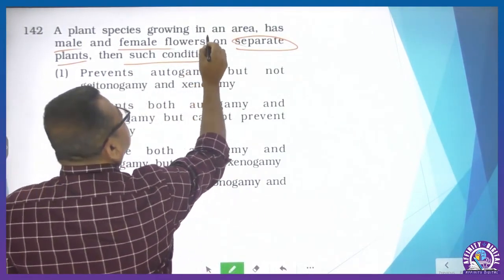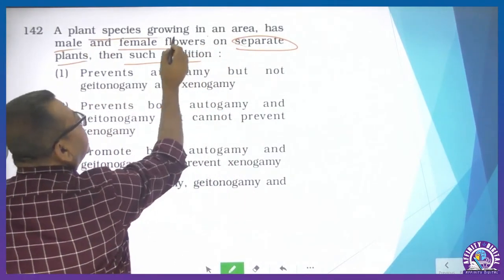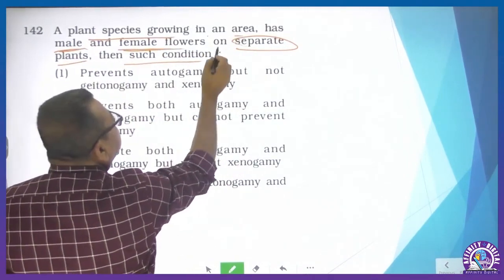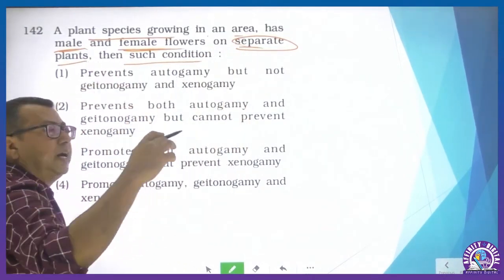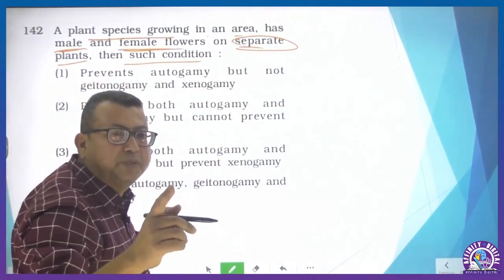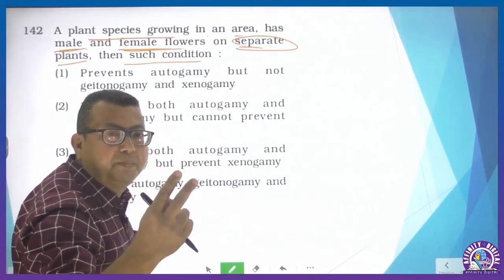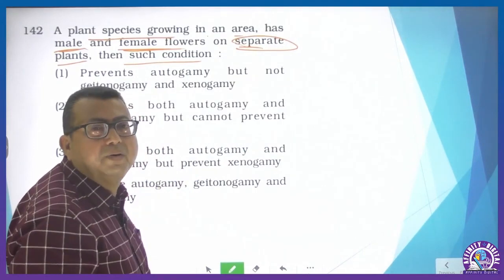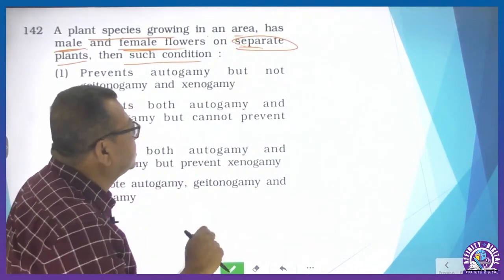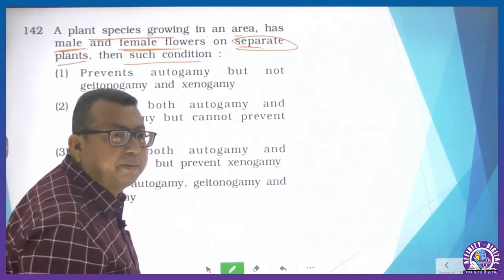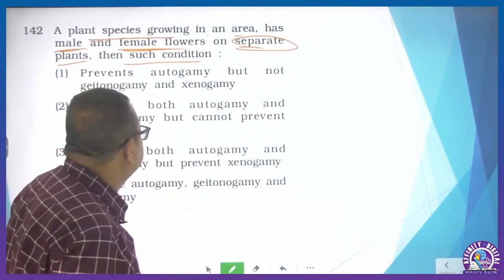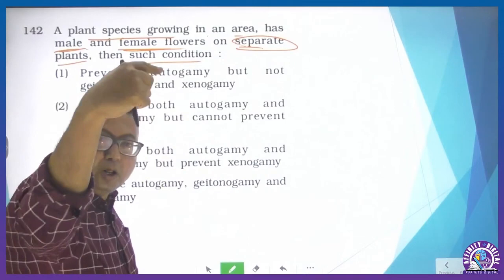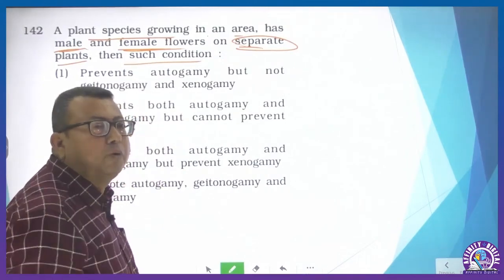So this plant species, sorry children, a plant species growing in an area has male and female flowers on separate plants. That means the species is dioecious. In dioecious species there are two sets of plants, a separate male plant and a separate female plant. The male plant bears male flowers, and the female plant bears female flowers. So dioecy is an adaptation. It is an outbreeding device that prevents both autogamy and geitonogamy but cannot prevent xenogamy.